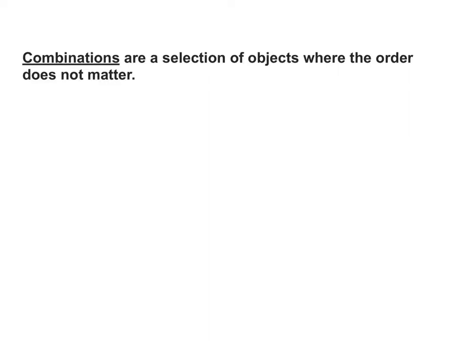Another way to think about it is the difference between choosing a committee of 3 people who are the president, vice president, and treasurer of a group, where order matters, versus a committee of 3 people that make a decision, where the order doesn't matter. Okay?